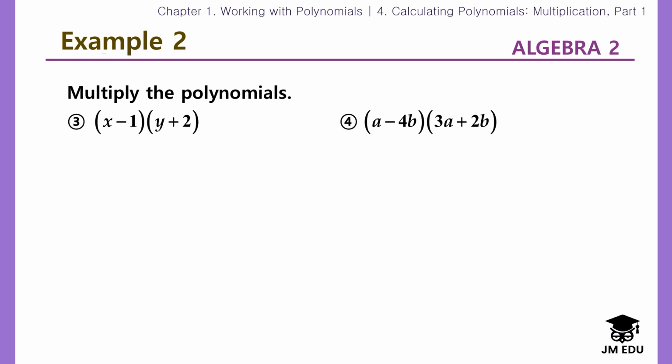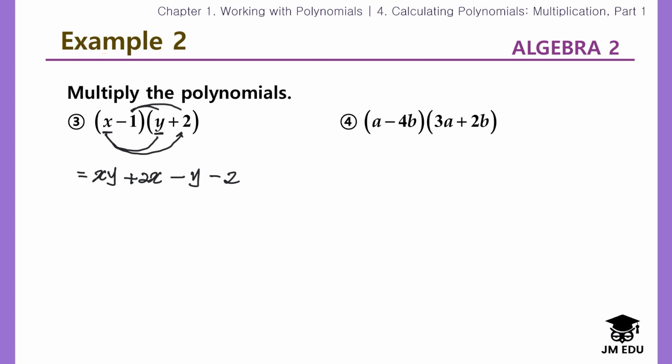Number 3, first, product of the first two terms. X times y, that's just xy. And outer, x times 2, that's going to be 2x. Inner, negative 1 times y, that's minus y. Last, negative 1 times positive 2, that's minus 2. And we can leave our answer just like this, right? Because there are no like terms. X y term, x term, y term, constant. They're all different, right?